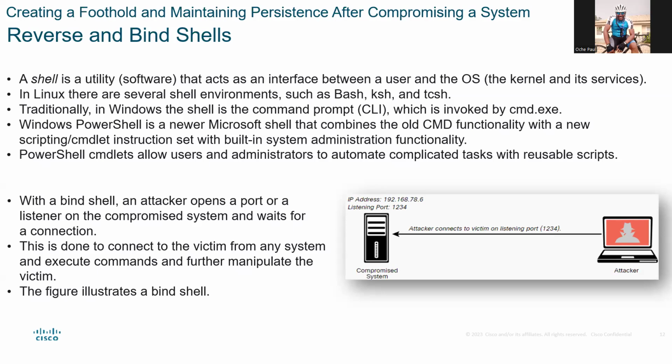So remember I mentioned that we are doing reverse and bind shell. Remember, I also explained that the shell is a utility that allows a user to interact with the kernel of the operating system and its services, right? Now, for Windows, we have CLI, and it is invoked by just typing CMD, just search for it. It's an executable command. Windows PowerShell is newer. It is a newer Microsoft shell that combines the old CMD functionality with new scripting commands that allow you to interact with it.